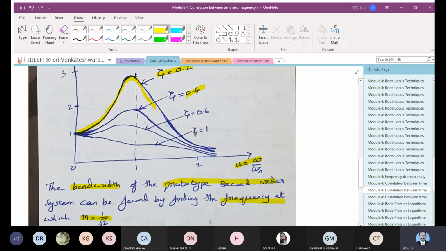So have you all completed this plot? Do you need some more time, or have you completed? Done, Dipti, sir. Done, no? Okay. So now we will discuss the bandwidth.